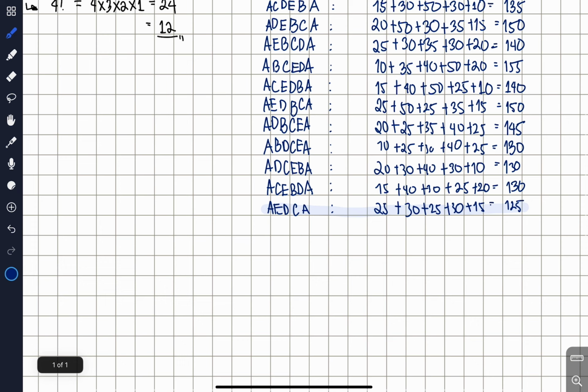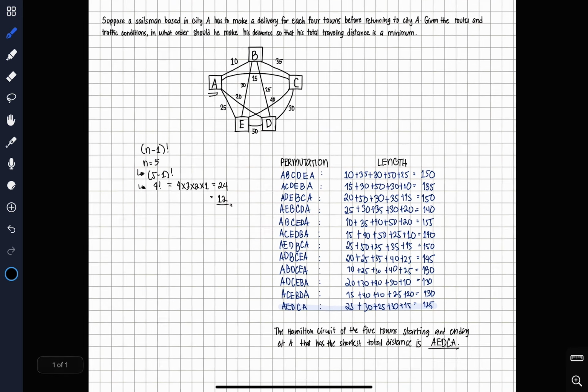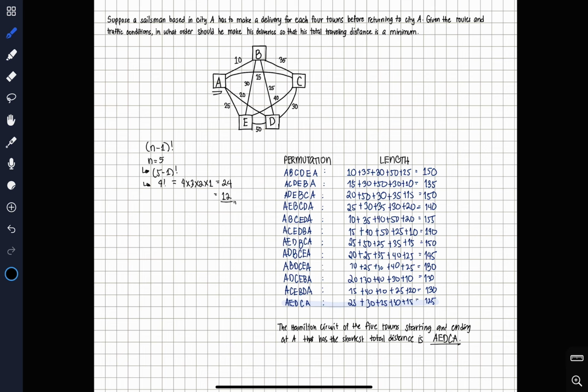So we can say that the Hamilton circuit of the five towns, because we have five overall vertices, starting and ending at A, that has the shortest total distance is A, E, D, C, A. So that's how we do and apply the concept of the traveling salesman problem when dealing with these types of shortest path problems.